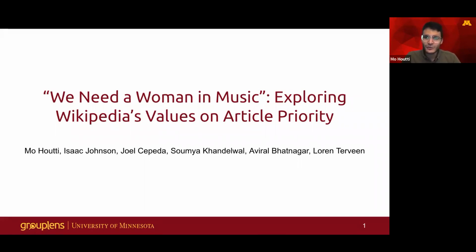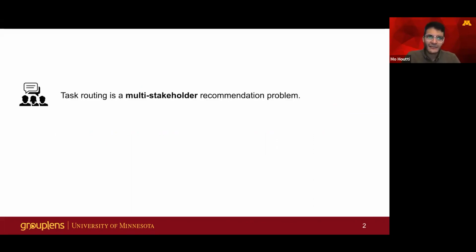So I really want to leave you with two main takeaways, both having to do with task routing, which is just the problem of routing tasks to human experts who can complete them. The first is that task routing is a multi-stakeholder recommendation problem, emphasis on the multi-stakeholder. And really, this is something that we have to make sure we keep in mind when we are designing, implementing, deploying these kinds of systems.